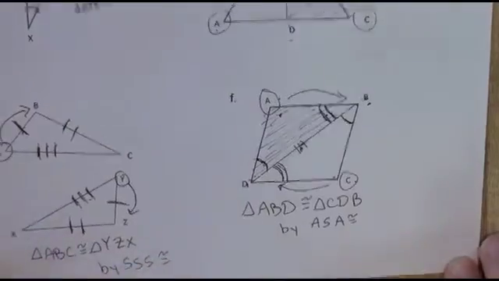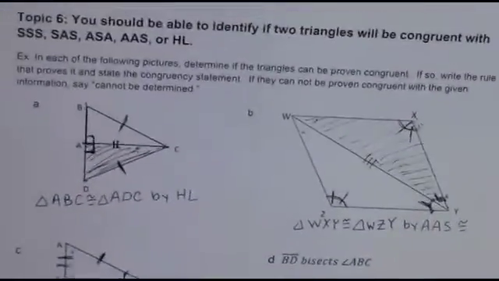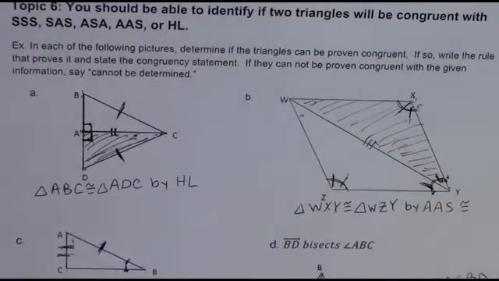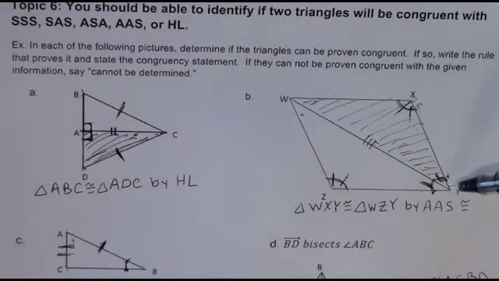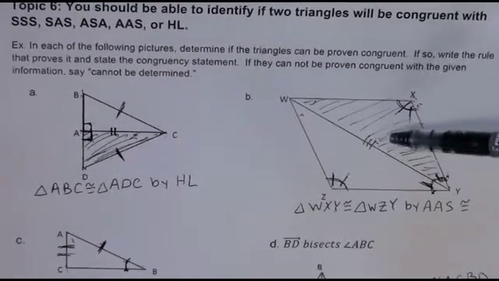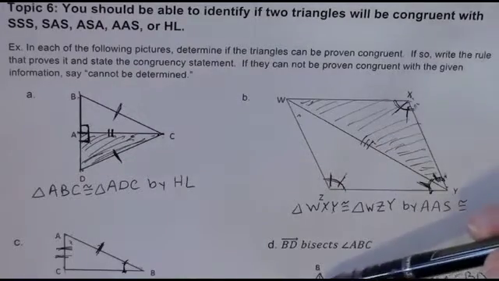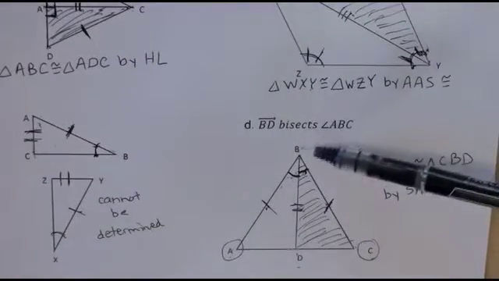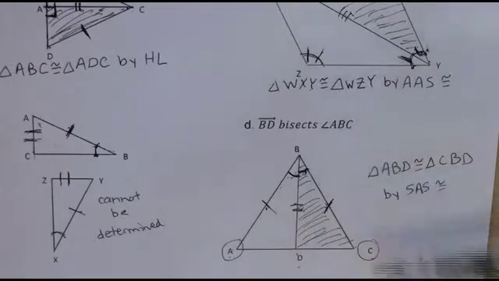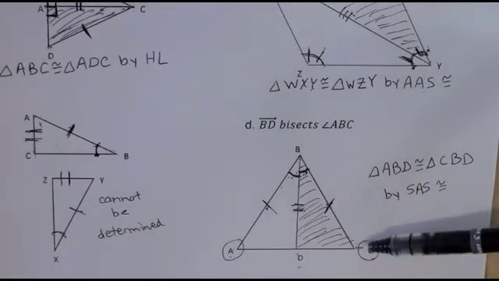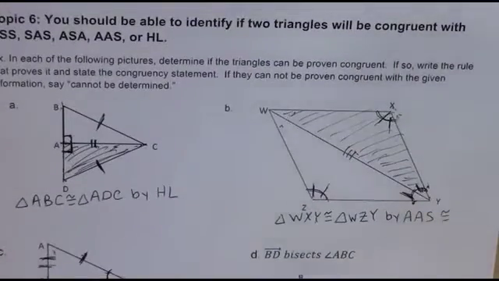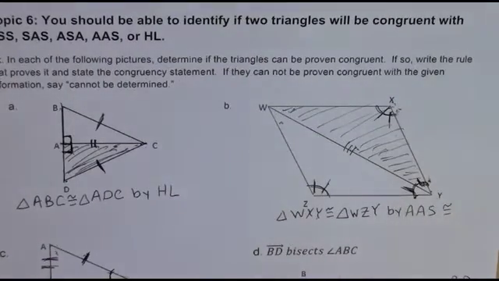Now it's very important that as you solve these problems, you mark your picture. Mark the congruent sides, mark the congruent angles. If there are vertical angles, mark them congruent. If there is a side that both triangles share, mark it congruent. If there is an angle bisector, mark them congruent. Mark your picture.